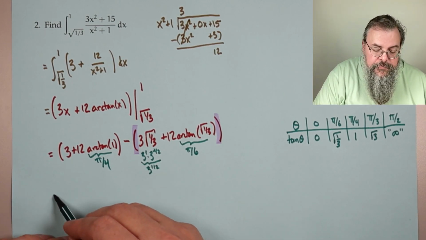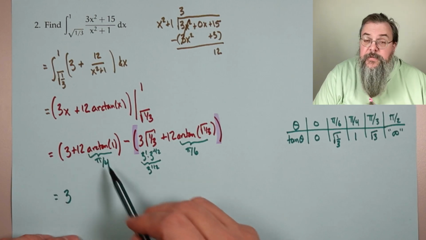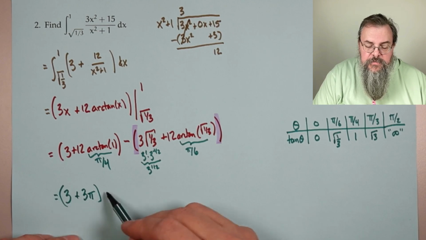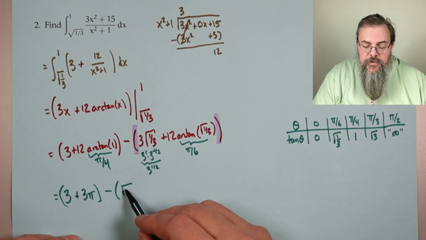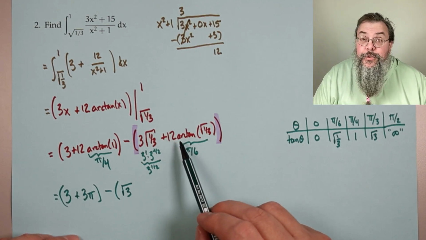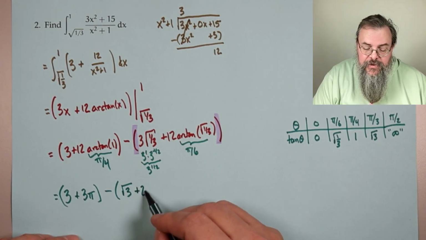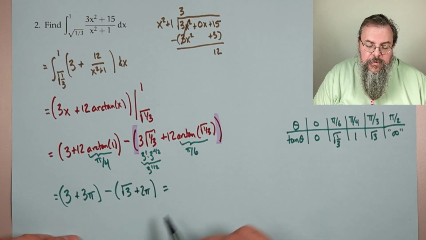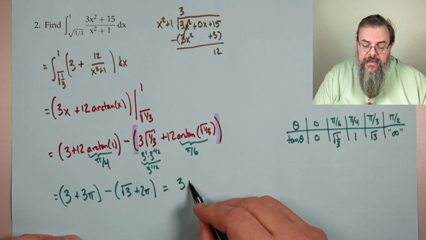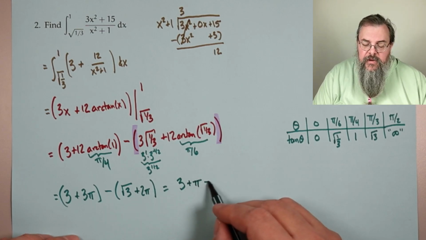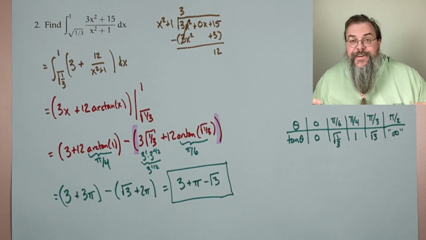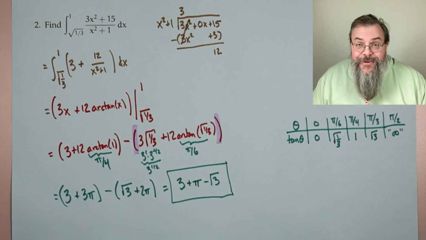So what do we have? We have 3. 12 times pi over 4 would be 3 pi. Subtract root 3, 3 to the 1/2. Now 12 times pi over 6, that would be 2 pi. So plus 2 pi. And now, let's clean up just a little bit more. We have 3 pi subtract 2 pi is pi, and then minus square root of 3, and there we go. That's our answer: pi minus square root of 3.